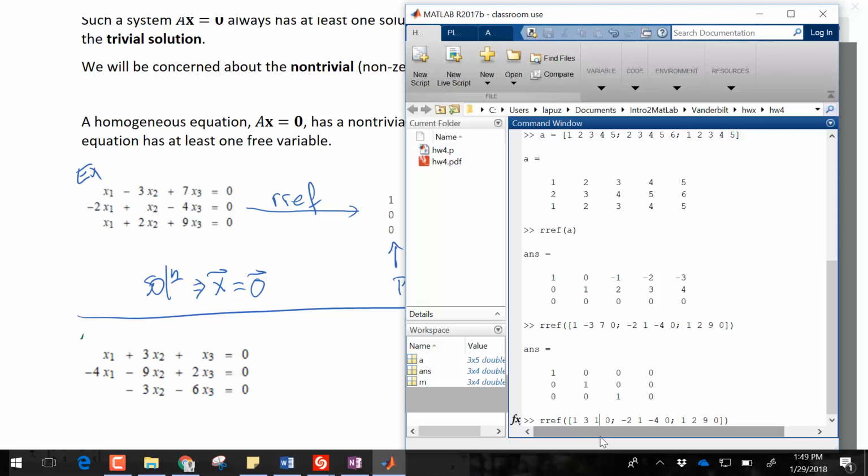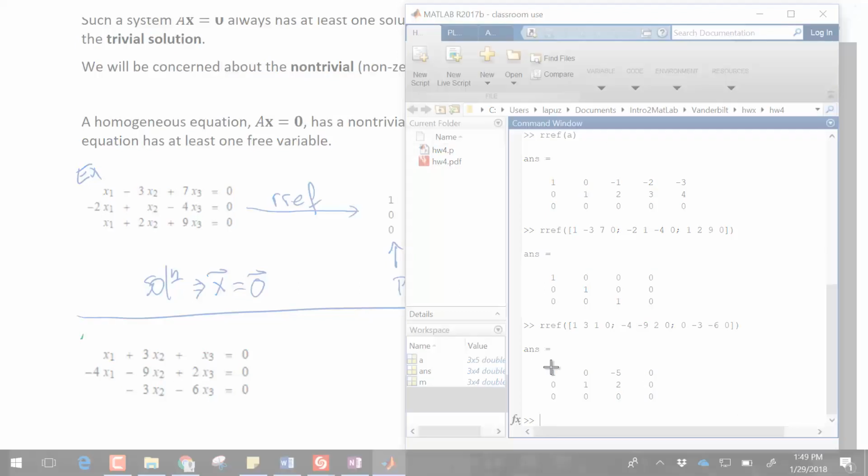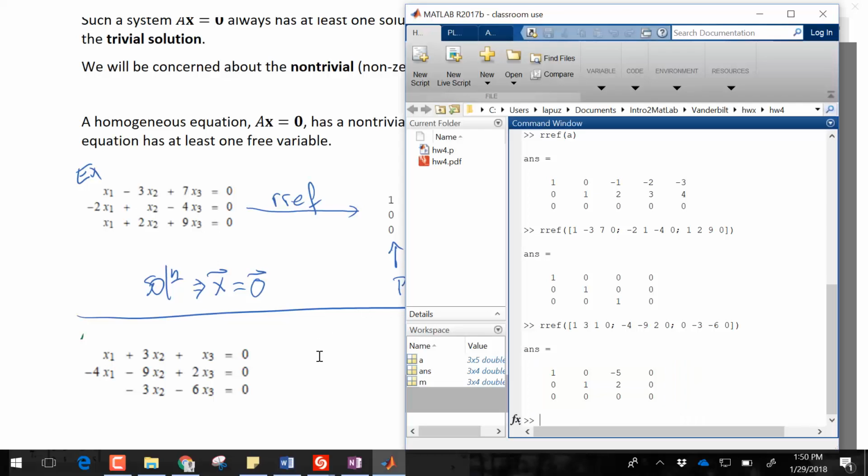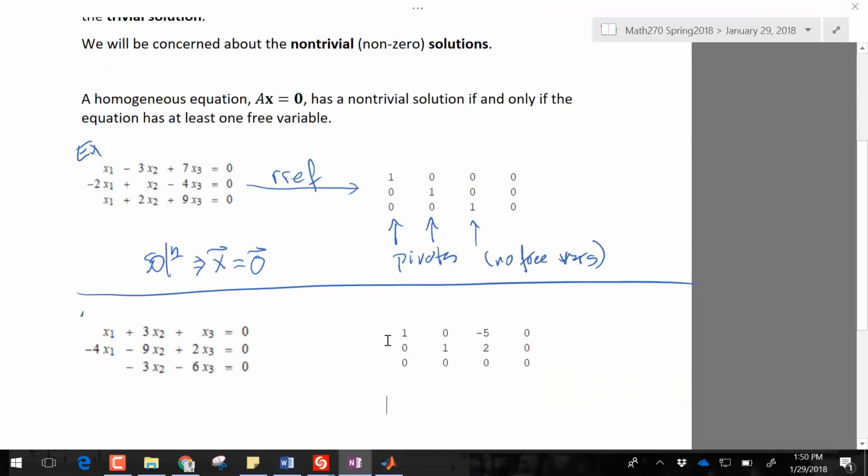1, 3, 1. Minus 4, minus 9, 2. And there's a 0 for the last row, right? And then minus 3 and minus 6. So in this particular scenario now, we don't have that nice ones in the diagonal; we kind of left one out.